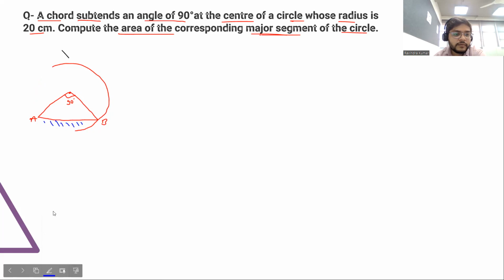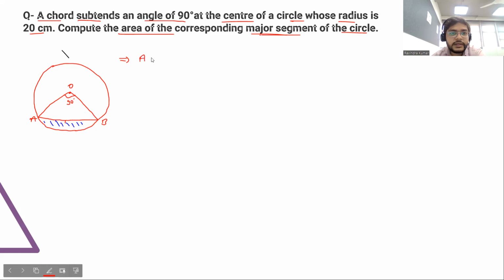Area of the major segment. Okay, it is like this. So we have to find the area of the major segment. So what we will do is just calculate the area of the sector. Let's say I'm doing it for you. First we have to calculate the area of the sector. Okay, so this is the area of the sector.